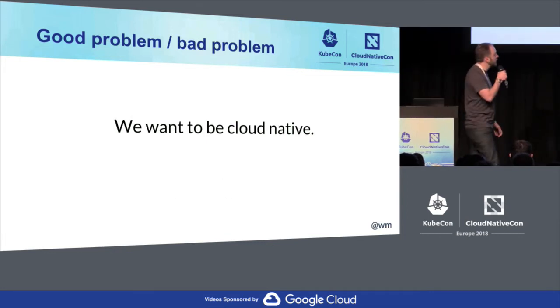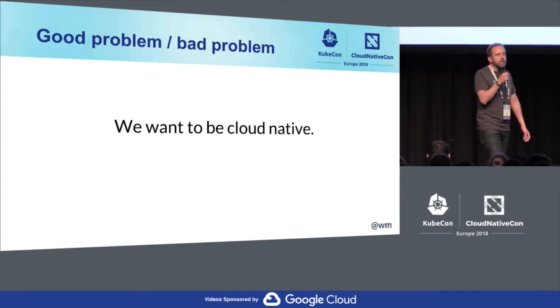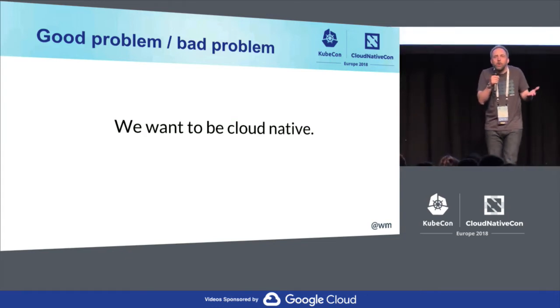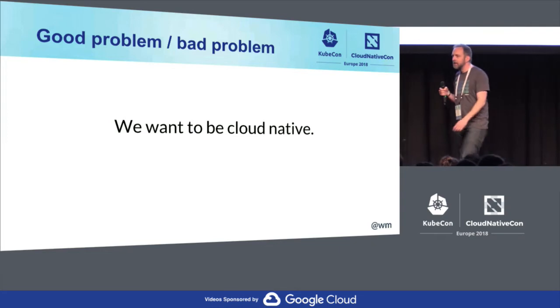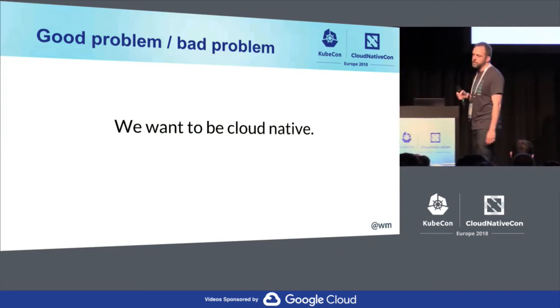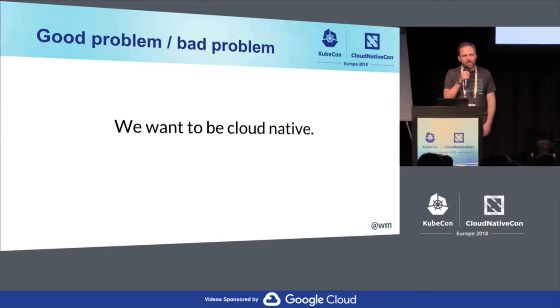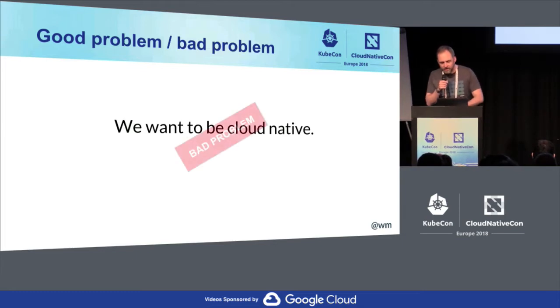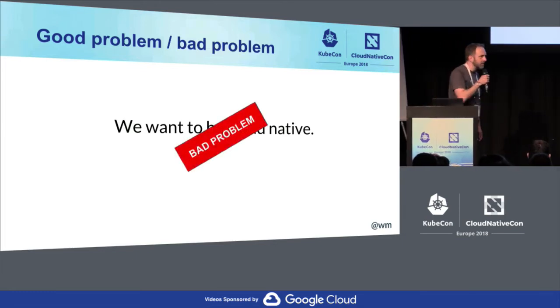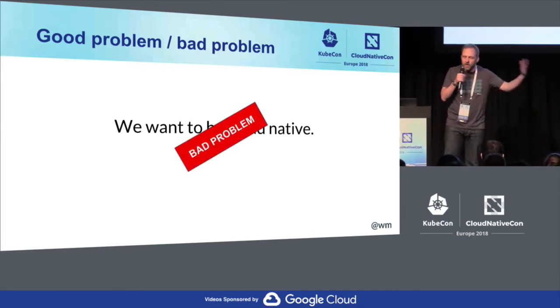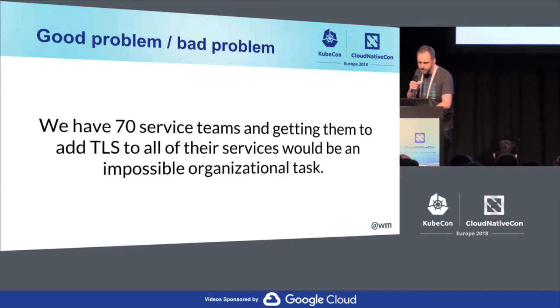Okay, here's a good one. We want to be cloud native. Cloud native is cool. We're at a whole conference about this thing. Good problem, bad problem? I heard some goods and some bads. Survey says bad problem. Right? That's not a reason to install a service mesh.